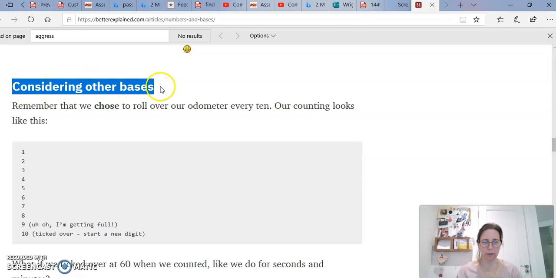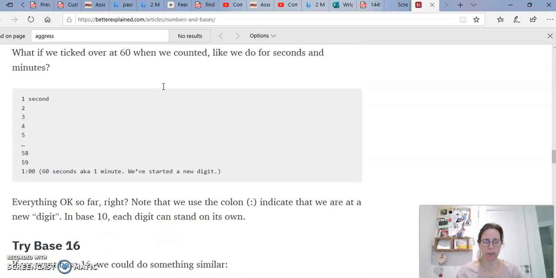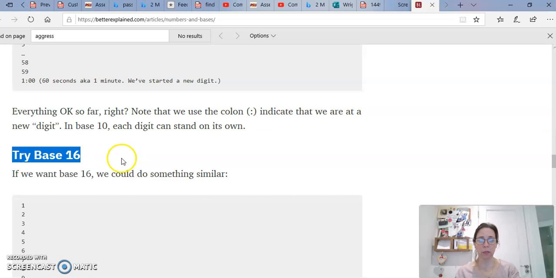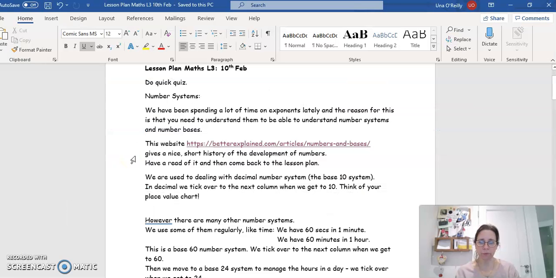"Considering other bases", okay? So this will be new to you. Just have a quick glance through this little bit and then you can stop here. Okay, we might come back to this later on when we're talking about hexadecimal, but for now just go as far as there. Alright, so that's that. So have a read through that and then come back.